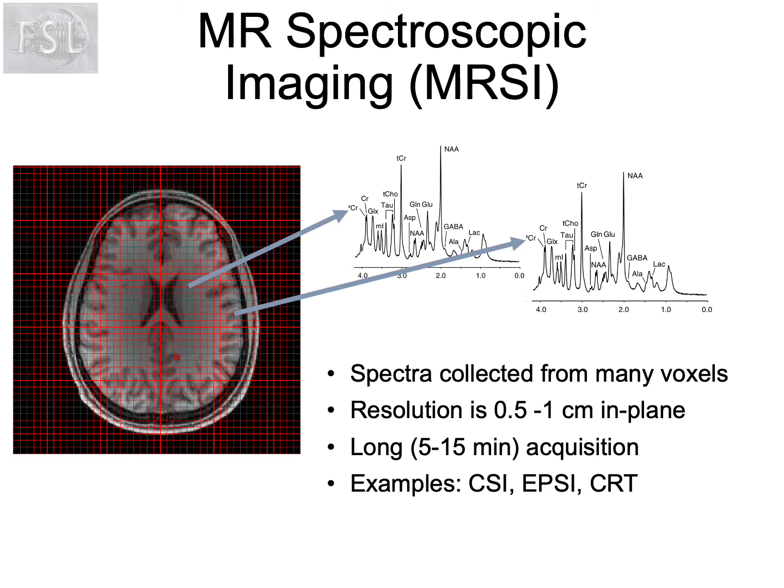The second broad category of MRS sequence is MRSI. This might also be known as chemical shift imaging or CSI, and in MRSI spectra are simultaneously collected from many voxels, and the sequences are more akin to normal MR imaging sequences. Resolutions can be down to a few millimeters isotropic, but that does come with an associated increase in scan time, sometimes up to the tens of minutes. And examples include CSI or EPSI or more advanced k-t based trajectories like spirals or concentric ring sequences.